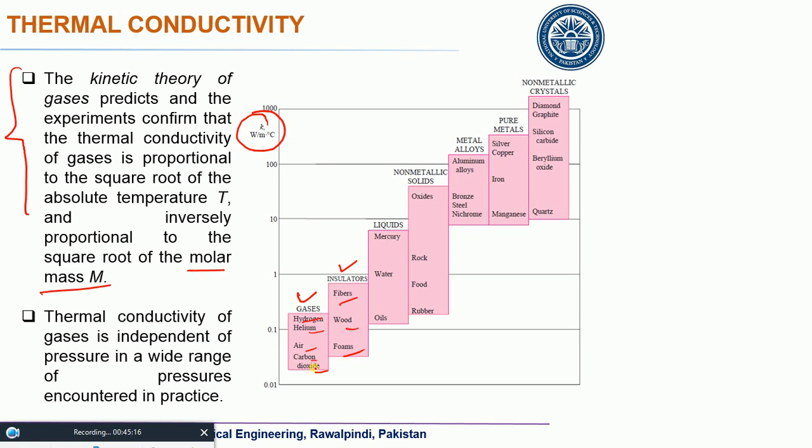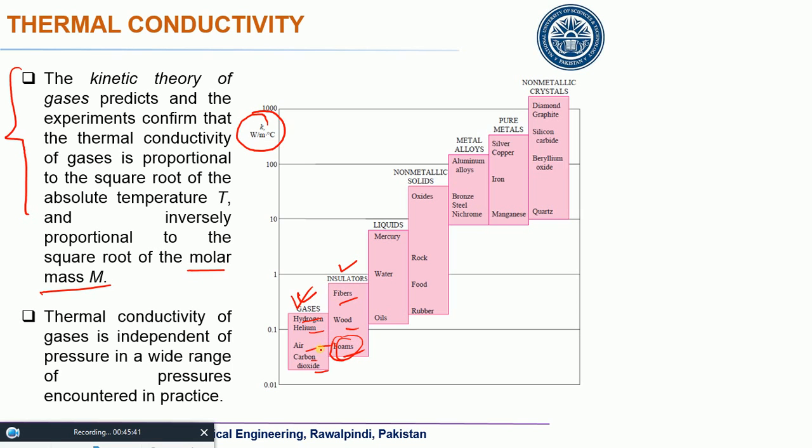So ideally, if you want to stop the heat from conduction, you should use what? Gases. Okay, but obviously you can't do that. You need to keep the gas within a solid boundary as well. So you need to go for what? Foams or woods or fibers. Within that frame, foams are at the lowest side.